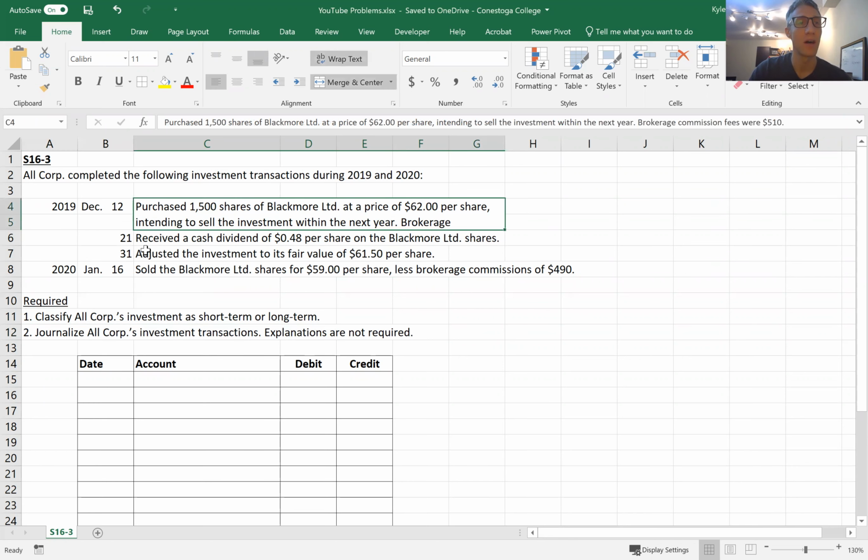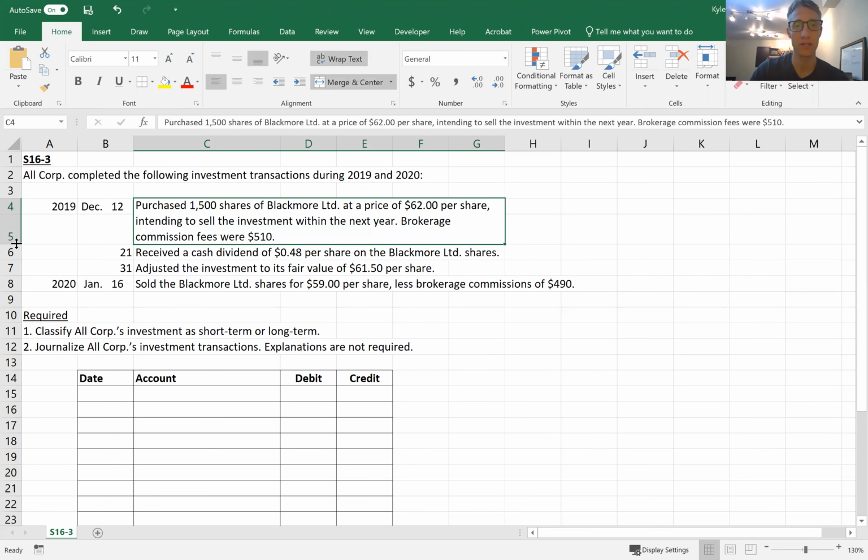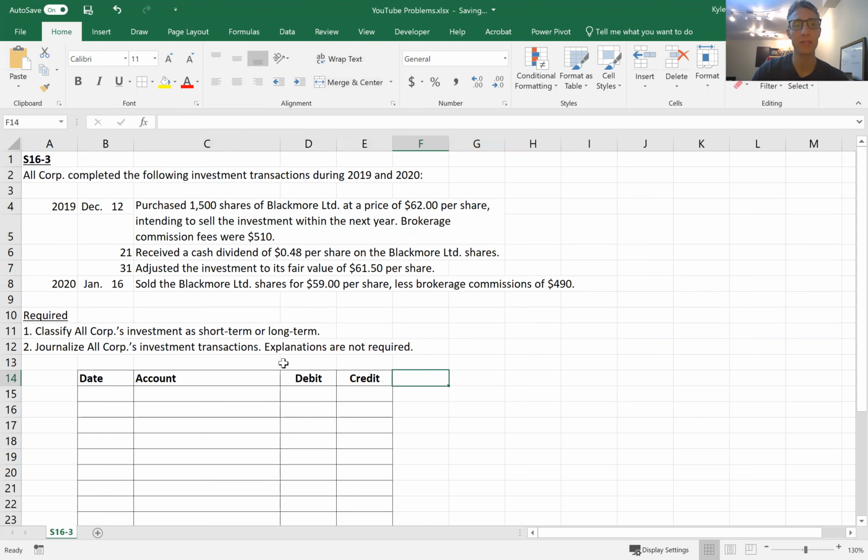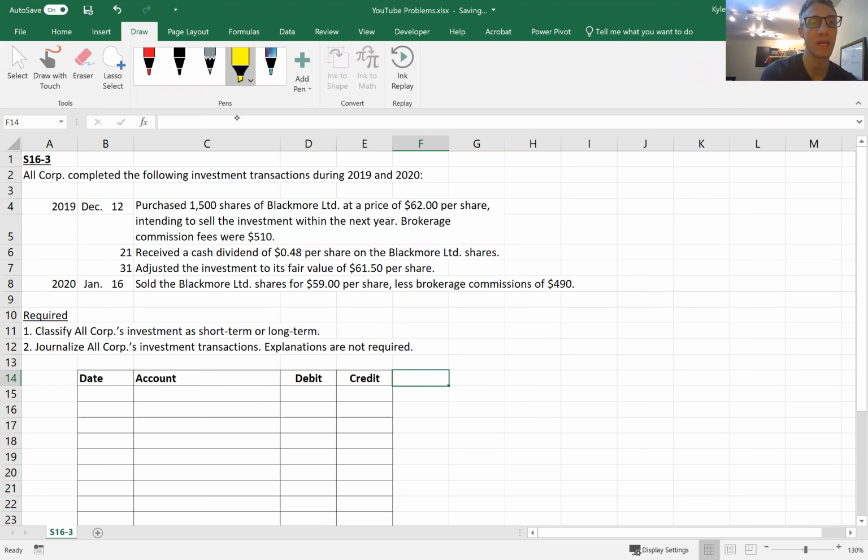All right, so let's look here. What's happening? On December 12th, 2019, they purchased 1,500 shares of Blackmore Limited at a price of $62 per share, intending to sell the investment within 1 year. And it looks like I've actually gotten some information that's hidden. There we go. Brokerage commission fees were $510.